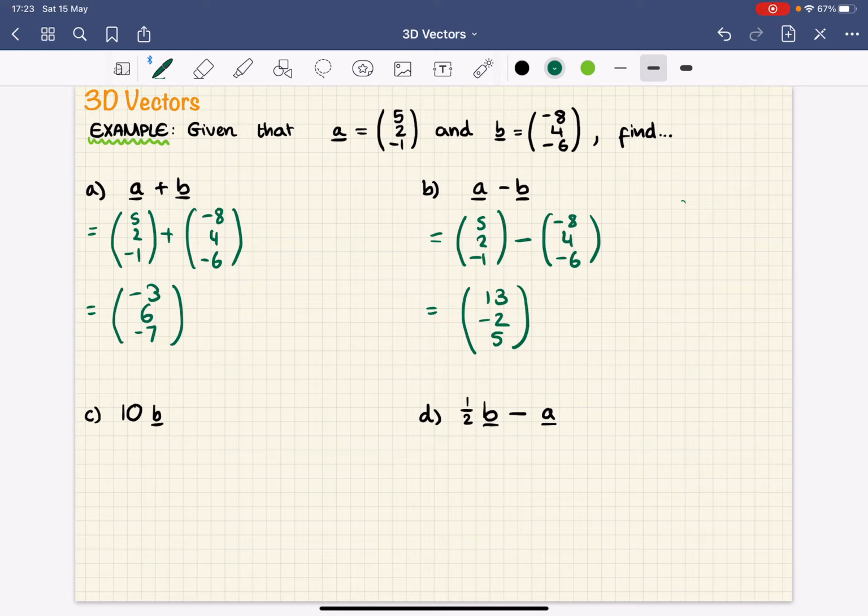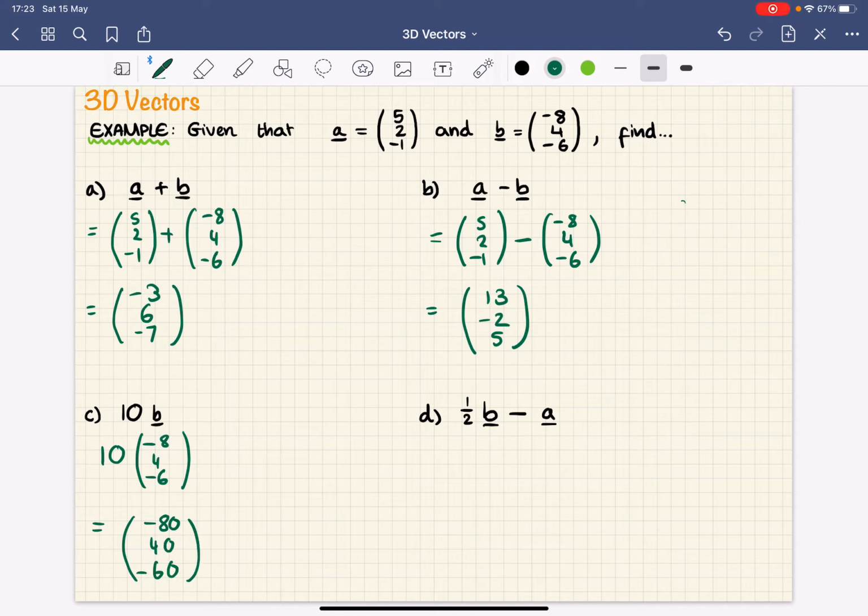All right, so next one here, I've got 10 times my vector B, so that's minus 8, 4, and minus 6. So just multiply each part by 10, so that's going to be minus 80, 40, and minus 60.